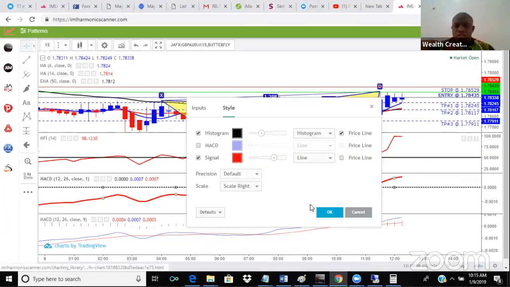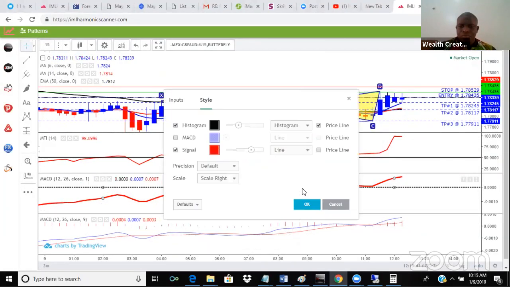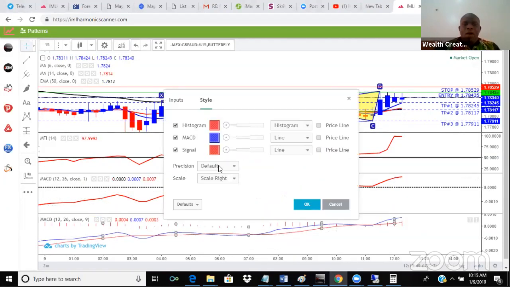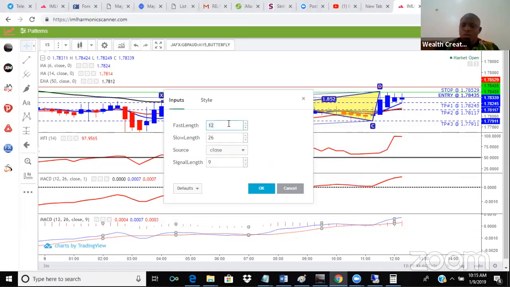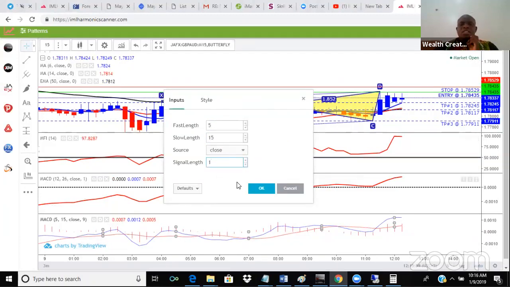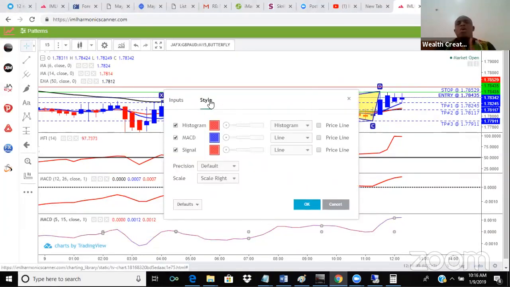Now, how does this work? I will do the same for my second MACD. I will change it to 5, 15, 1. And once it is changed to 5, 15, 1, the next thing I'll go to is the style. So on the style, I will uncheck histogram. I will uncheck MACD. I will only leave my signal.